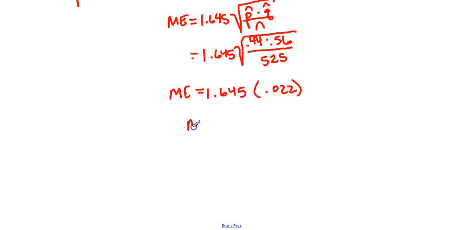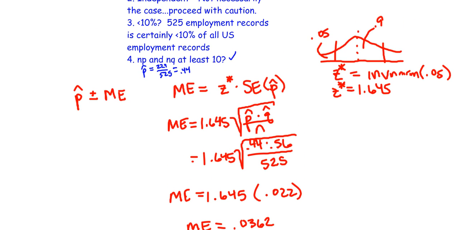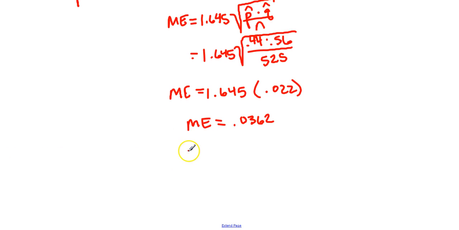Simplifying that, I end up with a margin of error equal to 0.0362. So this is the amount I need to go up and down from p hat. So my p hat, again, is 0.44 in this case. We're going to go plus and minus 0.0362, and that's going to give me the interval.